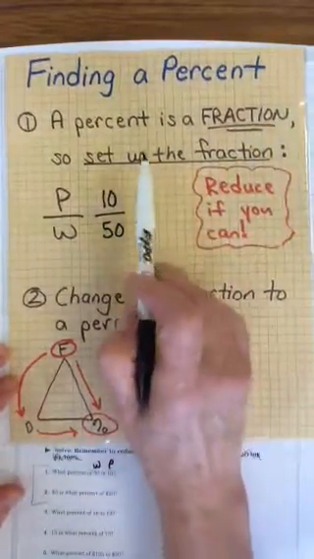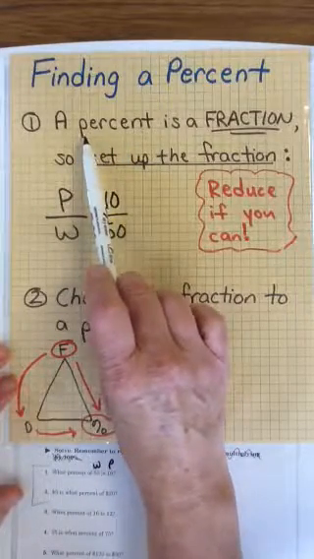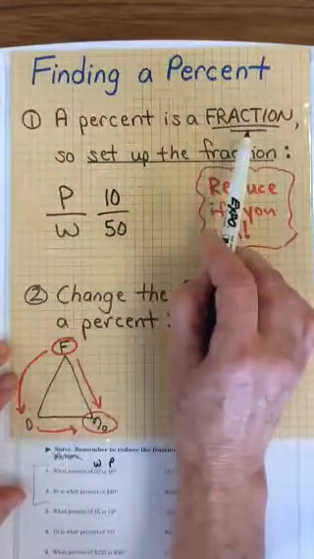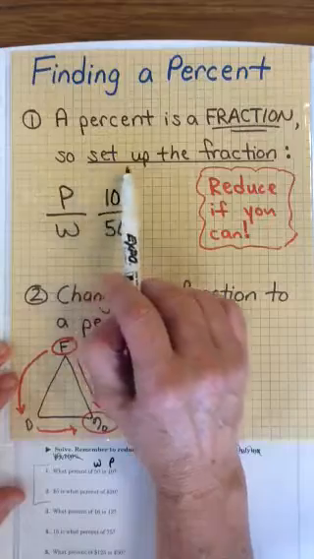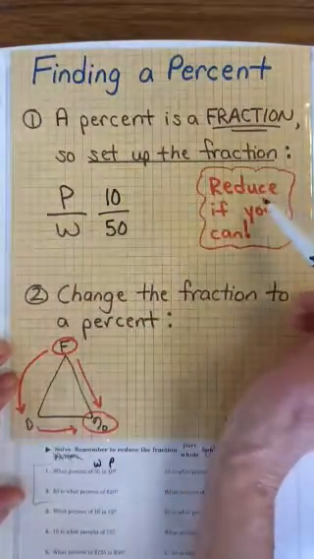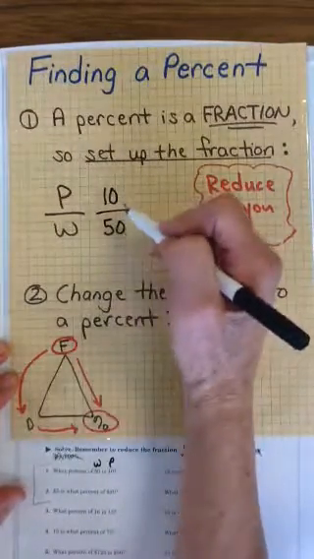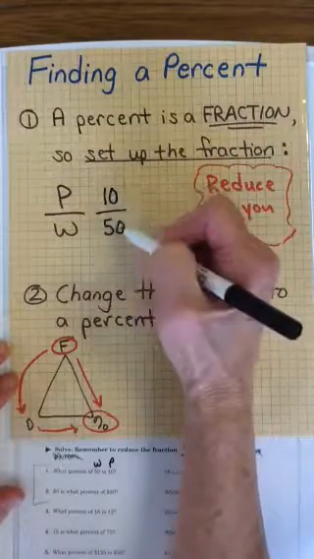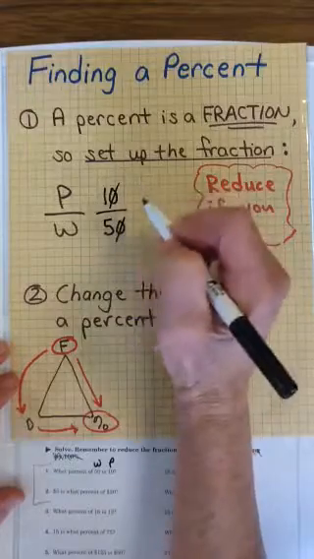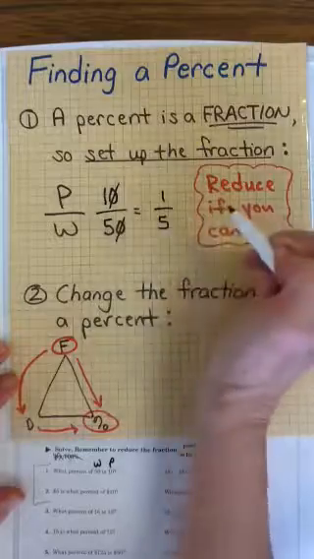Now keep repeating to yourself in your mind over and over again that when you're finding a percent, a percent is a fraction, and so your first step is to set up the fraction. Okay, we just did that. Now, always reduce if you can. And in this case, we can reduce because our numerator and our denominator both end in a 0. So we can slash those 0 pairs. And our fraction reduces to 1/5.